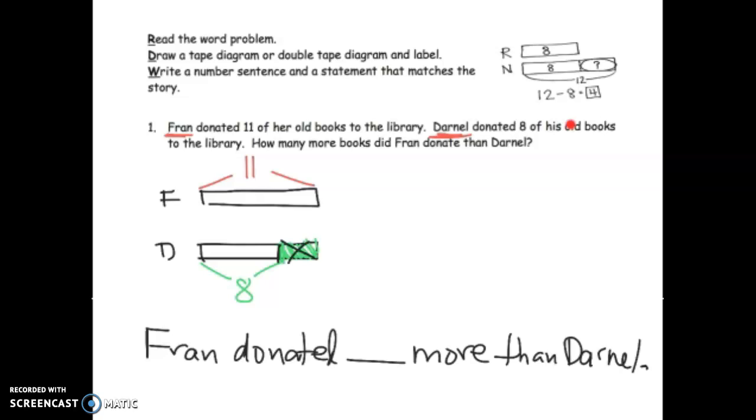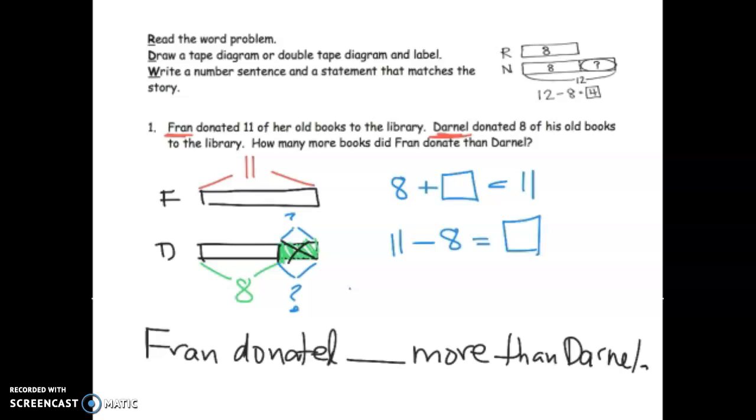All right. And then I'm going to go back and read where we are. Now it says, how many more books did Fran donate? So I'm looking for this distance right here. So that little thing right here is our question mark. Really, I think a better place would have been to put it down there. So what am I going to do? A couple of ways to solve this. I could think of it as 8 plus blank equals 11, or I could think of it as 11 minus 8 equals blank. And of course, either way, we're going to get the answer of 3.